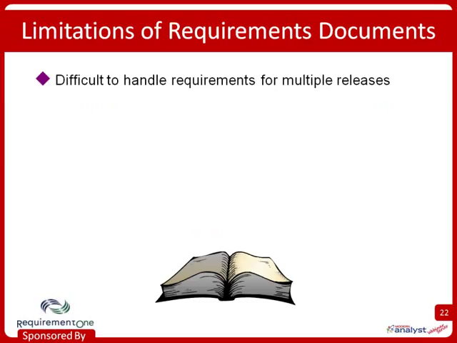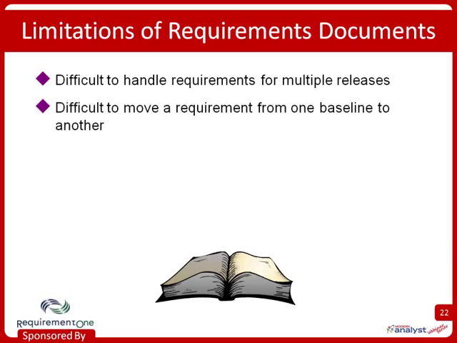It can be clumsy to handle requirements for multiple releases. It's awkward if you have to move a requirement from one baseline to another. How do you indicate that, or do you have to move it from one document to another? It's hard to reuse requirements information that's sprinkled throughout multiple documents.